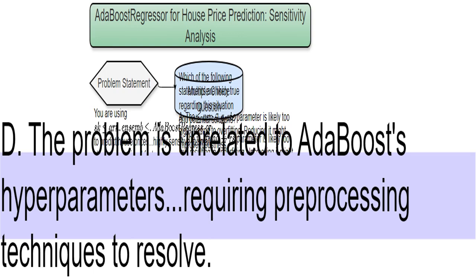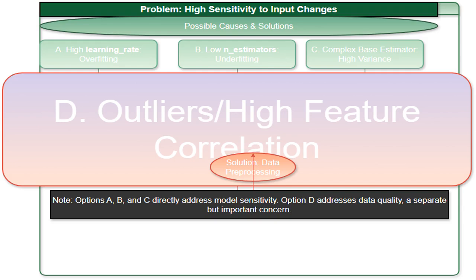Option D suggests that the problem is unrelated to my AdaBoost settings. Instead, it proposes that outliers or strongly correlated features in my training data are the problem. This means I'd need to clean up my data first. I see this option suggesting that problems like outliers, data points significantly different from others, or features that are highly related to each other might be causing the model's sensitivity. This isn't directly related to AdaBoost's settings but to the data itself. I'd deal with this by cleaning the data first. For example, I might remove outliers or create new features that combine the effects of highly correlated ones.